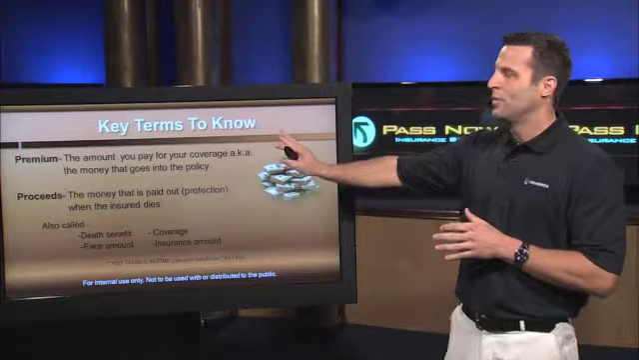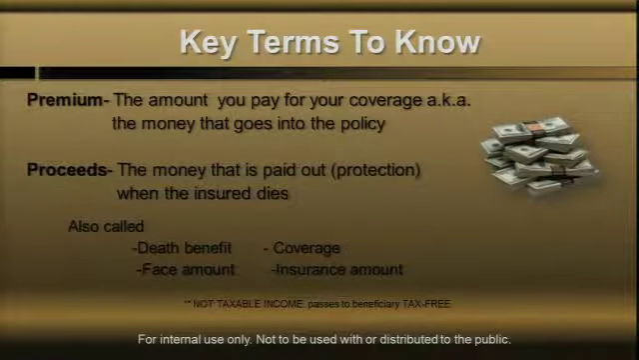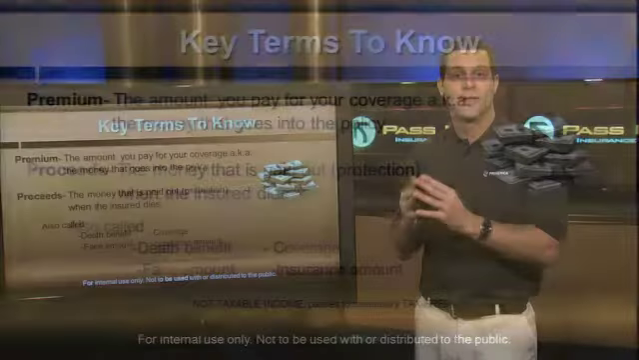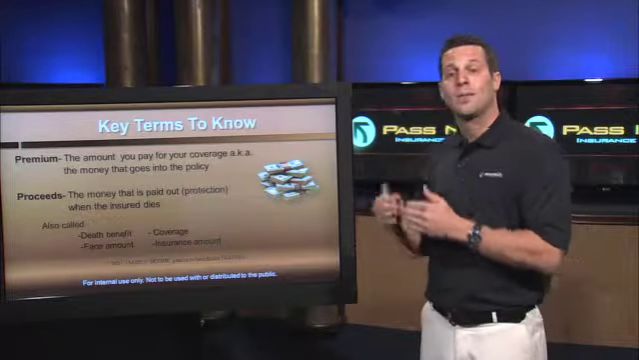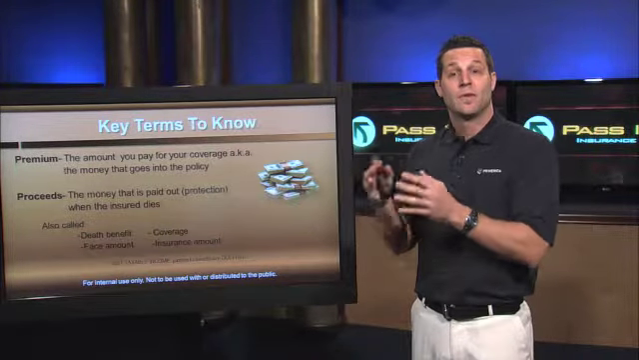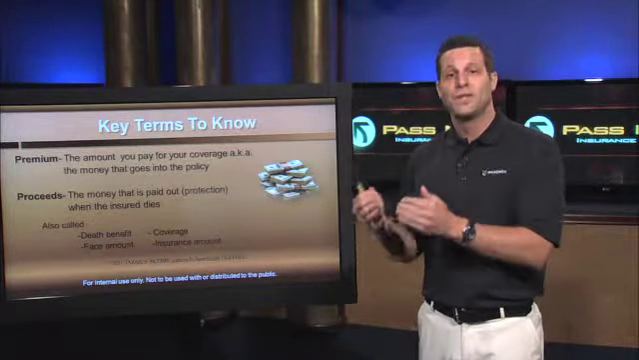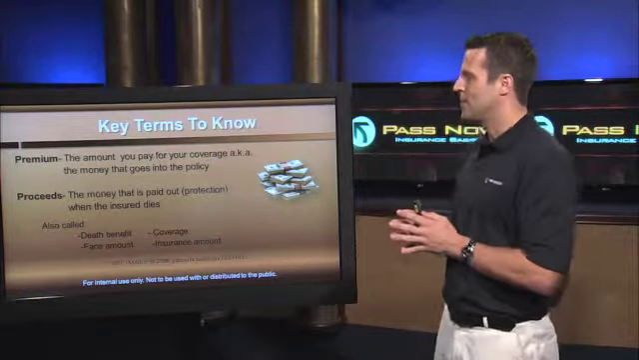Other key terms to know. When we talk about premiums, I want you to understand that there is money that goes into a plan and there's money that comes from a plan. The premiums are those monies that go into a plan. That's the monies that the policy owner pays to the insurer. The proceeds are the monies that come out of the plan. That is the money that the insurer pays to the beneficiary upon the insured's death.